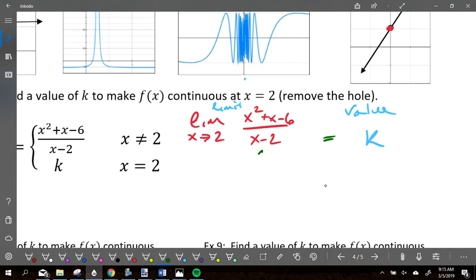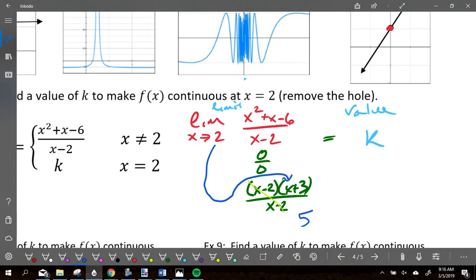Oh no, I get 0 over 0. If I get 0 over 0, how do I find the limit? What do I need to do, Drew? Factor? What's the top going to factor into? X minus 2, x plus 3. On bottom, I got x minus 2. I factored, then what? Cancel, and then what? Plug in 2. Factor, cancel, plug back in. 2 plus 3 is 5.